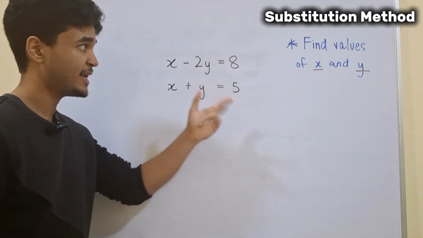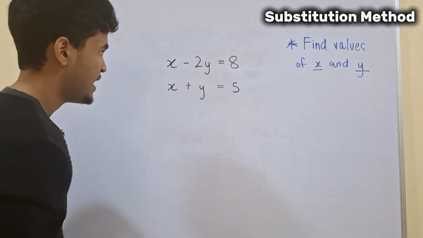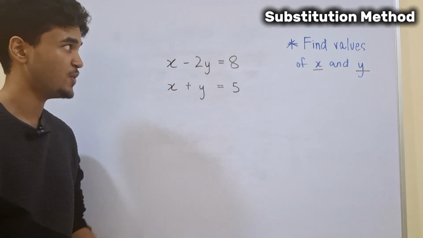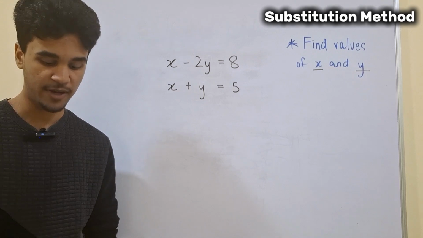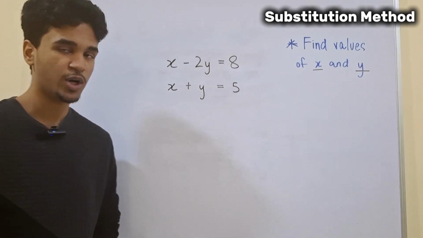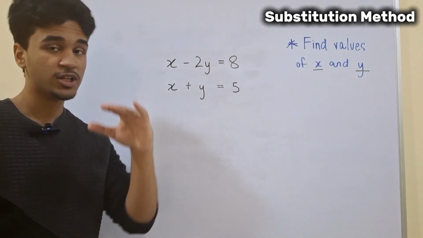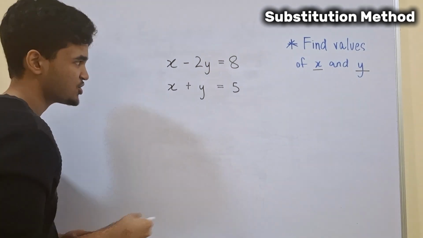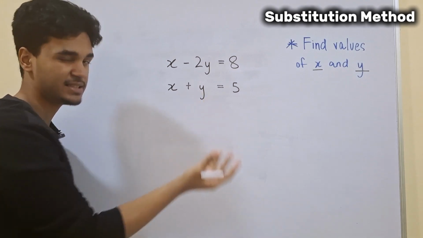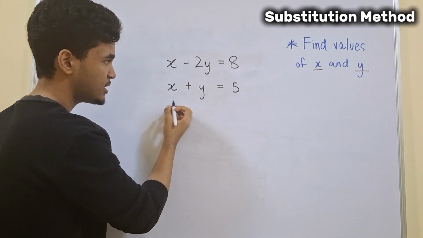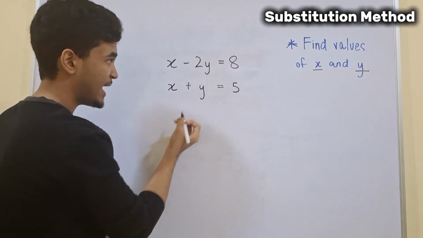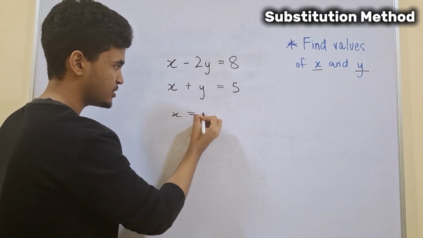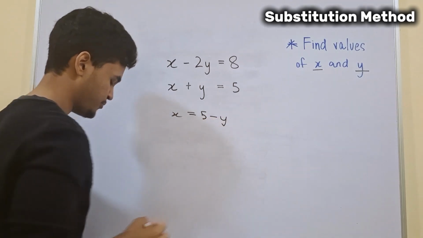Now this question, once again, says to find the values of x and y. The question we have has two equations, which are x minus 2y equals 8 and x plus y equals 5. Now in the substitution method, what you do is you make one of the variables in one of the equations the subject. So in this question, let's take this one because it is the simpler one. You can make either one of them the subject. Let's make x the subject. So if x is the subject, that would be x equals 5 minus y, right?